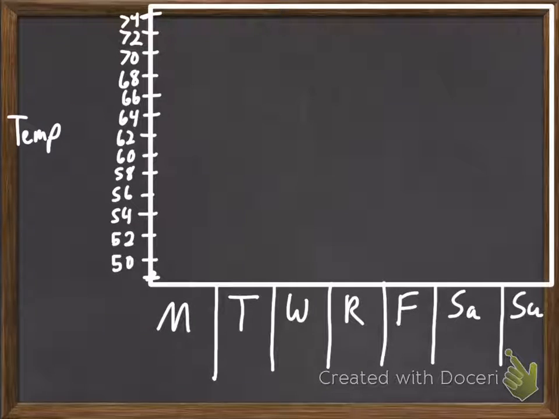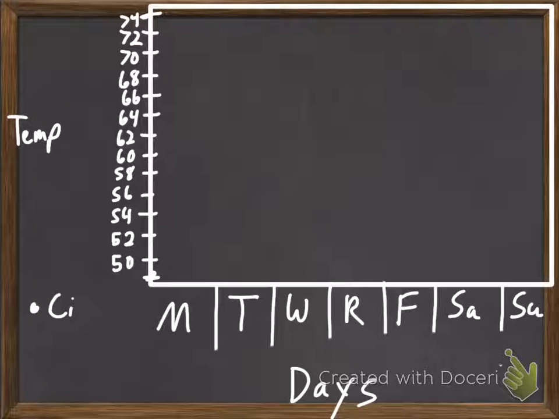So here is my graph. On my y-axis I have temperature, and I'm going by 2s after I broke it up, and on my x-axis I have the days, and I forgot to label that, so I should probably do that. So this is days. And because I'm looking at 3 different cities, I'm actually going to use 3 different colors. So the white is going to be city 1, red will be city 2, and blue will be city 3. So we don't get confused what's what.